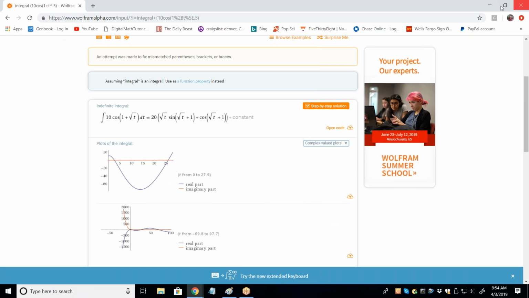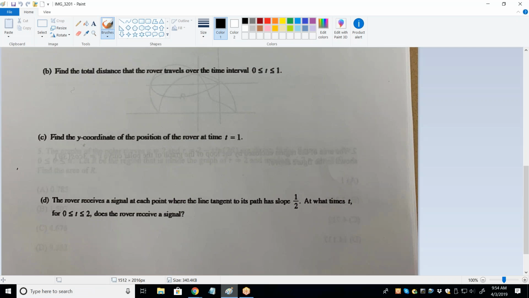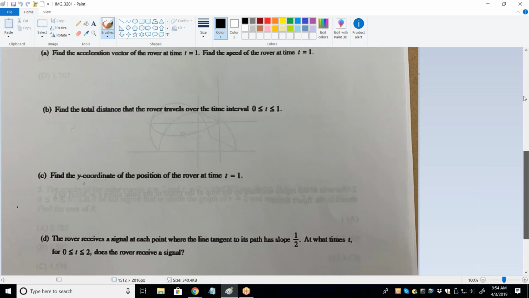Okay. And let's look back at our next question. The rover receives a signal at each point where the line tangent to its path has slope 1/2. At what times t does the rover receive the signal? Well, that should be relatively easy. Do we set dx dt equal to 1/2? Yeah.